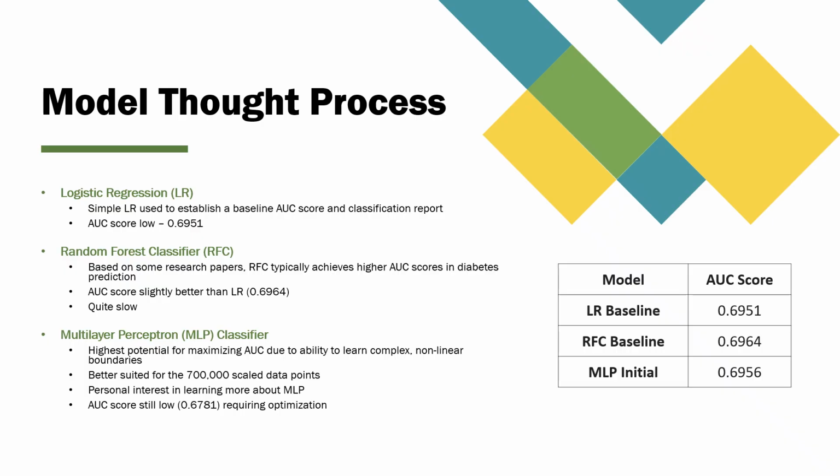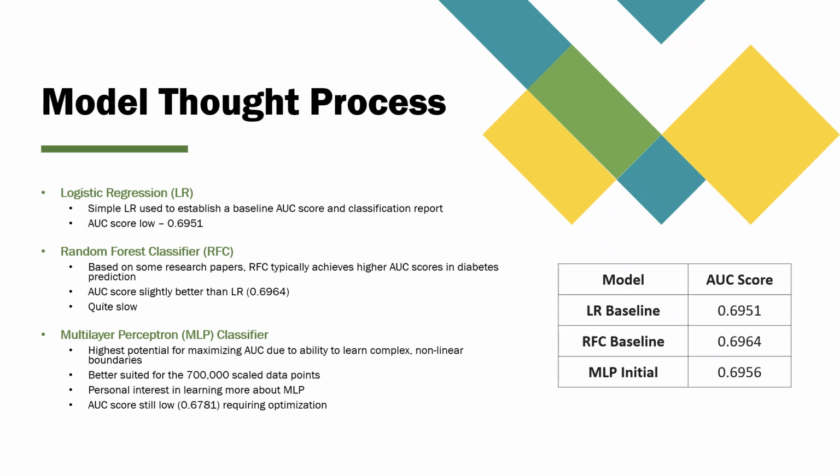then defined a random forest classifier, or RFC model. Based on some of the academic papers I read for this project, RFC models typically achieve a higher AUC score for predicting diabetes risk. The RFC AUC score was also quite low and too slow. Due to this, I moved on to an MLP classifier. The MLP model, in theory, had the highest potential for maximizing the AUC score due to its powerful ability to learn complex, nonlinear boundaries.